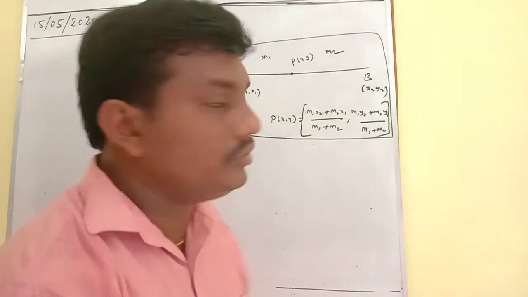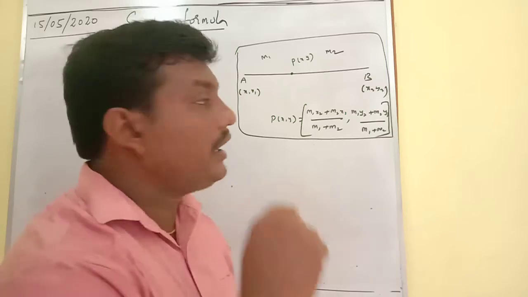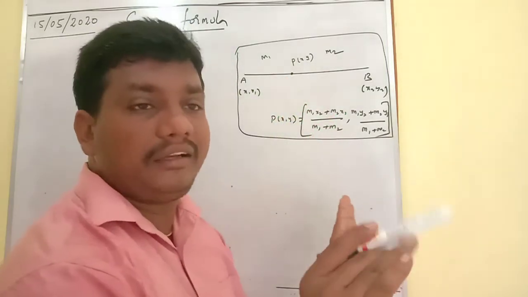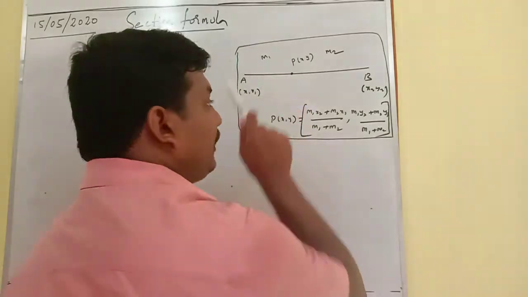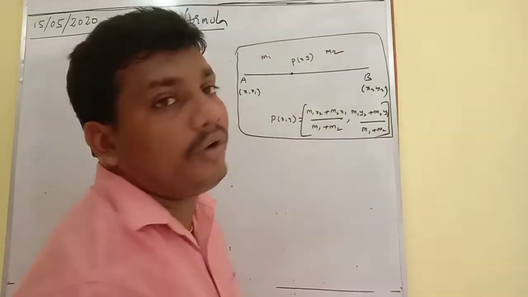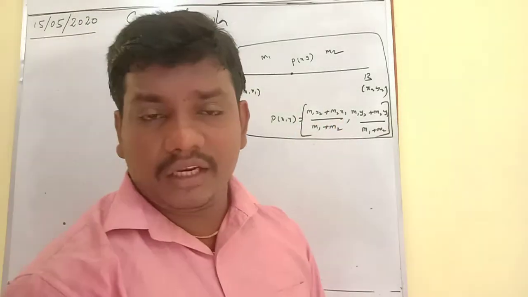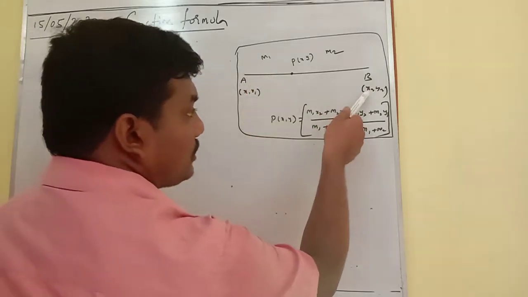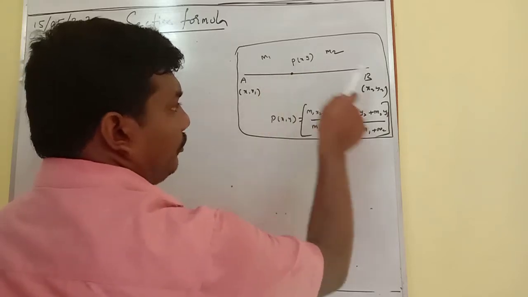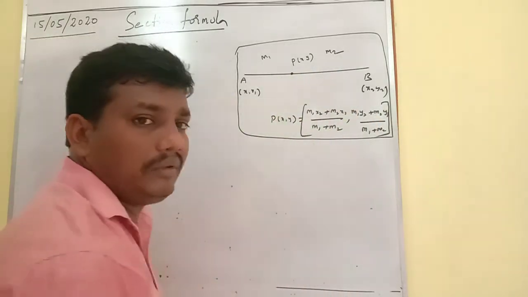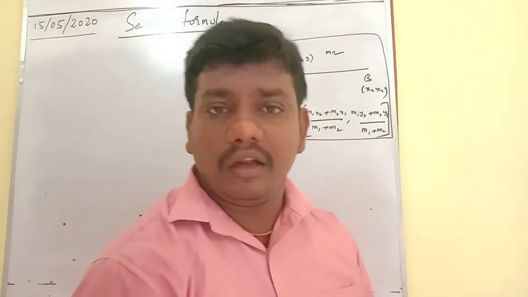Once again, what is the section formula? Section formula is nothing but, if any point divides the given line segment into two sections in the ratio m1 is to m2, internally, then the formula is P (x, y) equals (m1 x2 plus m2 x1) by (m1 plus m2), comma, (m1 y2 plus m2 y1) by (m1 plus m2). Like this we can find it. Now how to prove this section formula, we will learn in this video.